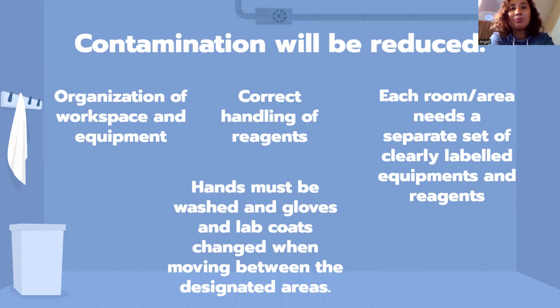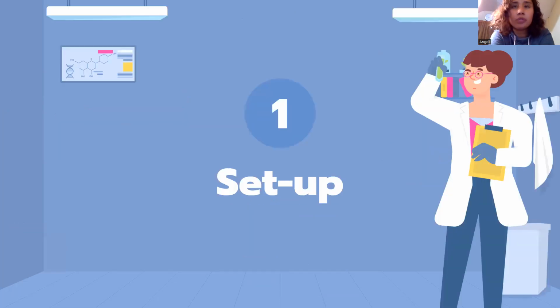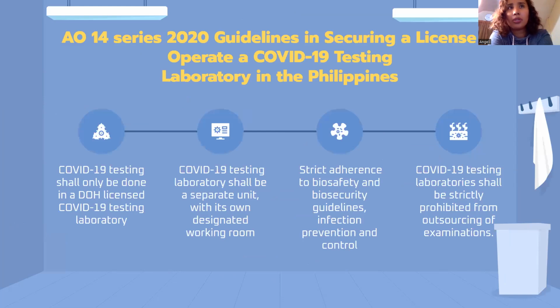We also have mini-fuges. The mini-fuge in the specimen prep room should stay there. It should not move to any other room in the facility. Hands must be washed, and gloves and lab coats changed, when moving between the designated areas. We are vectors of contamination. That's why there are changing rooms, to limit contamination. Grabe, no? We need changing areas. So let's learn more about the setup in the laboratory.